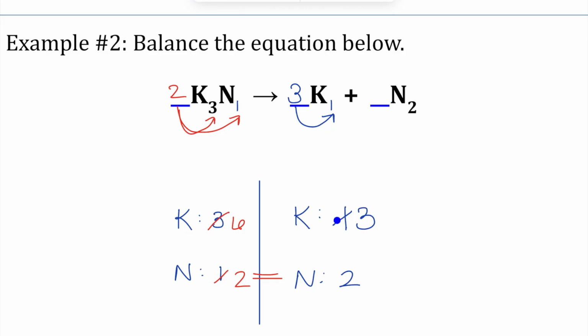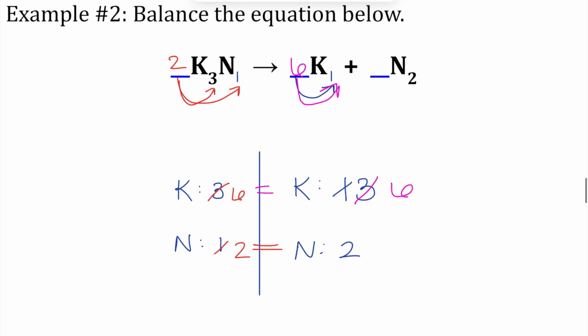We can just go back and say, okay, well, we actually need 6 instead of 3. I have a 3 right here. How can I get 6? Well, I'm going to need a 6 in front. And so then that 6 times 1 is going to give me the 6 I need, rebalancing that potassium. Depending on where you started, you might not need to do both those steps. If you started with your nitrogen, you maybe didn't have to balance that potassium twice, but it's not a problem that we had to do that. So our final reaction then is 2 potassium nitrides produce 6 potassium plus 1 nitrogen, N2.